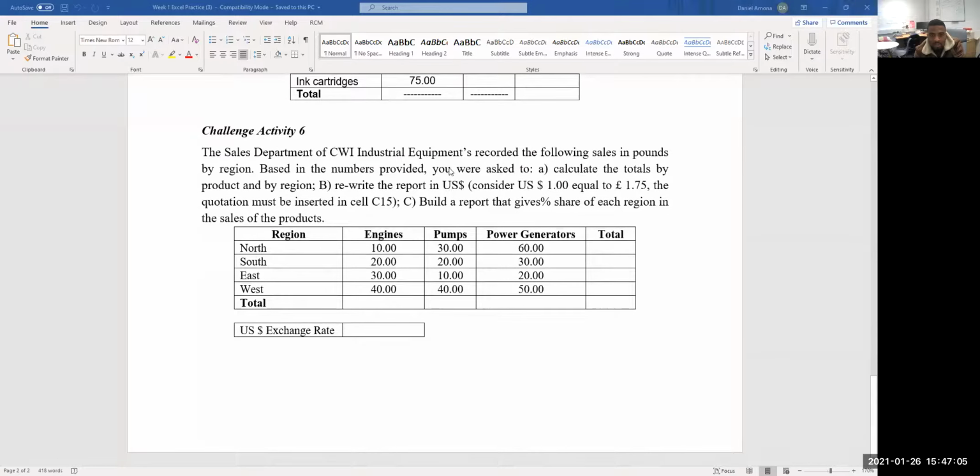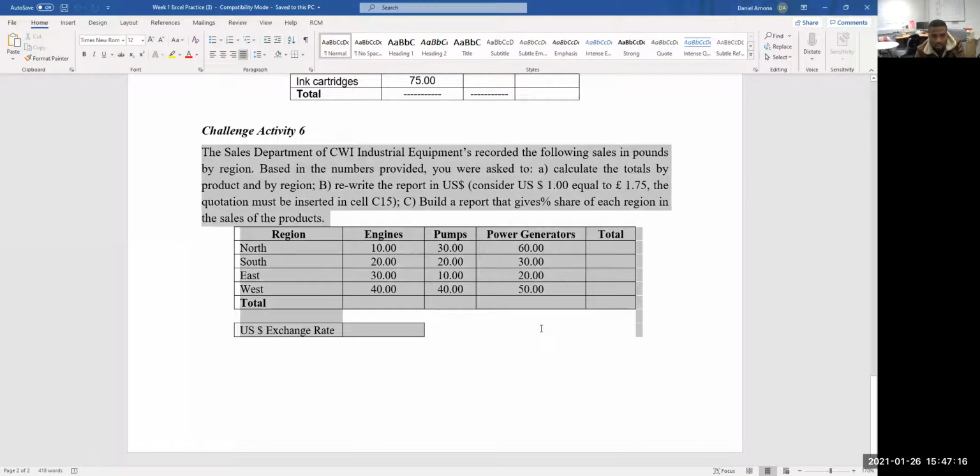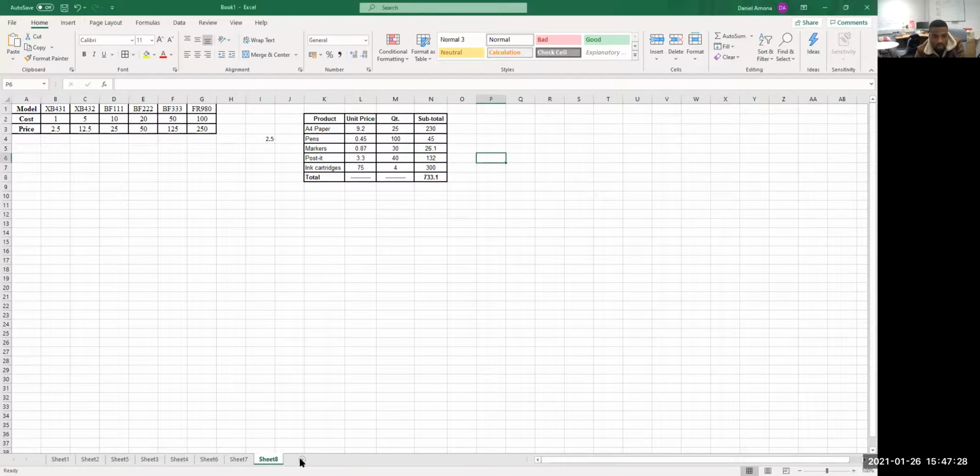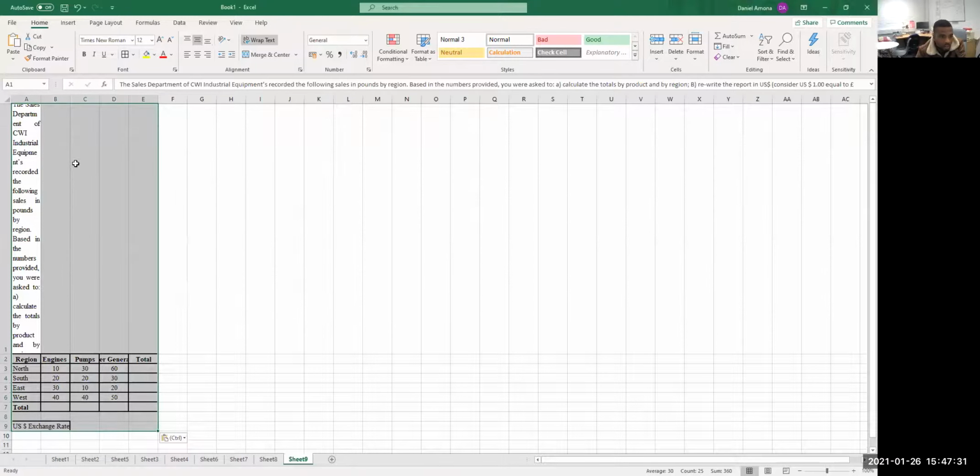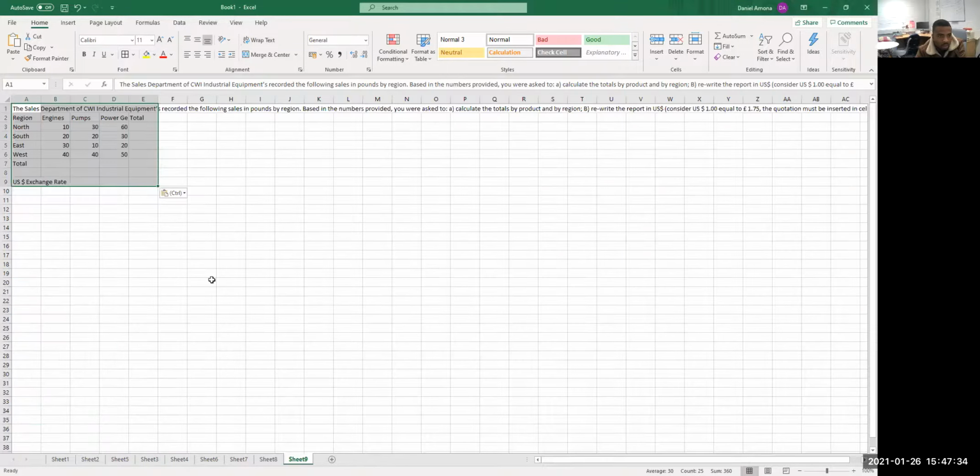Okay? So if we go to the final one, the final one will be activity 6. Okay, activity 6 says, come back to it. I think I should just copy it. Let's see how it goes. We come to Excel again, we'll open another one. Just click on it. Okay.